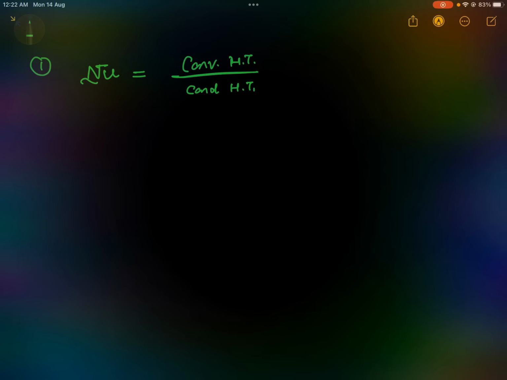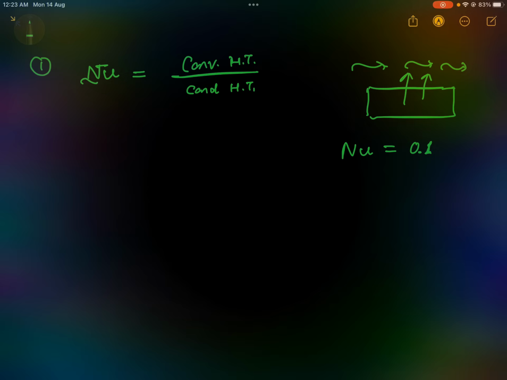Let's say we have a chip and it is producing some amount of heat, and it is going towards the outside environment, and outside there is a flow of air. So we want to know how much heat is convected through the air and how much heat is conducted through that chip. So if we somehow are able to calculate the Nusselt number, let's say it is coming out to be 0.1. So it seems that the convection heat transfer is very less as compared to the conduction heat transfer.